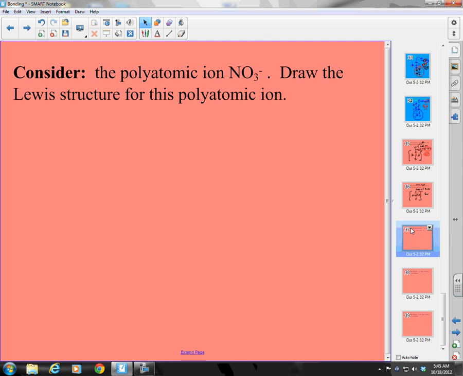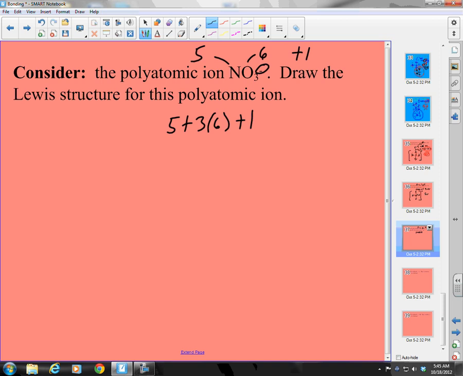Pause me and bring me back when you're ready. All right, here we go. Nitrogen is 5, oxygen is 6. We have a -1, so we're going to add 1. So it's 5 plus 3 times 6 plus 1: 18, 22, 23, and that equals 24 valence electrons, right?